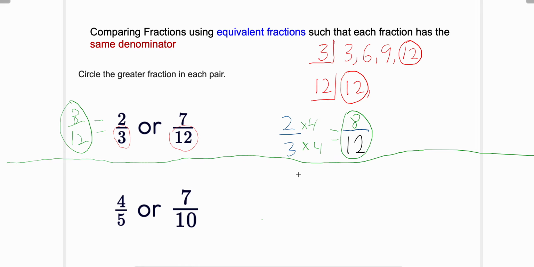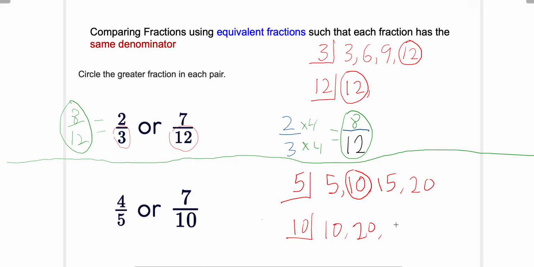So, let me see. Let me look at the multiples of 5. Let me list the multiples of 10. Okay. 5, 10, 15, 20. Oh, wait a minute. Oh, I already see the 10 over here. 10, and the multiples of 10 are 10, 20, 30. So wait a minute. I should use the least common multiple.